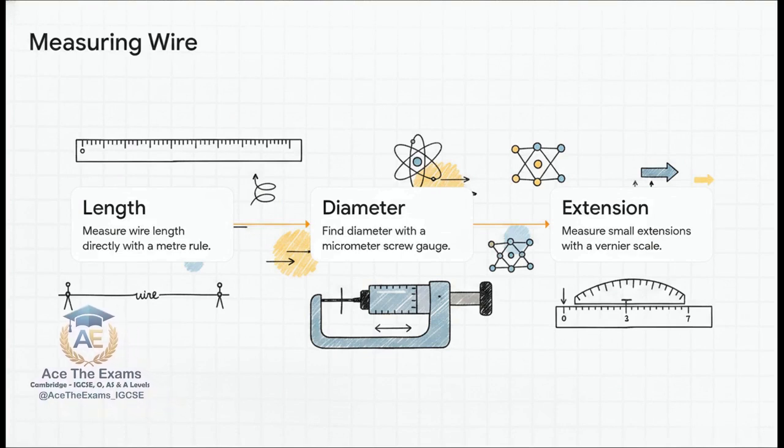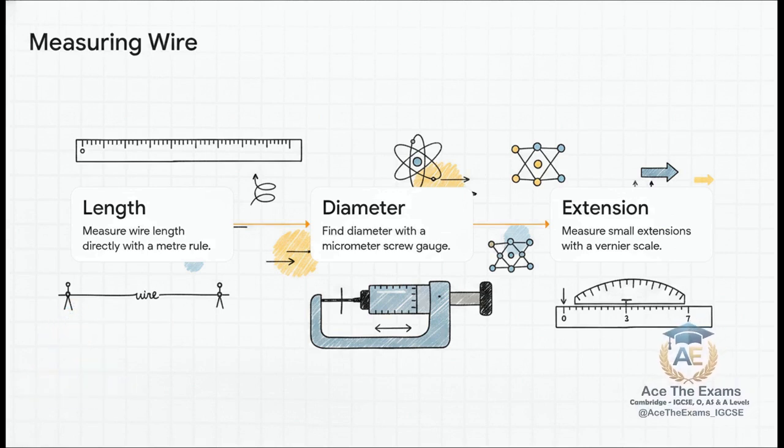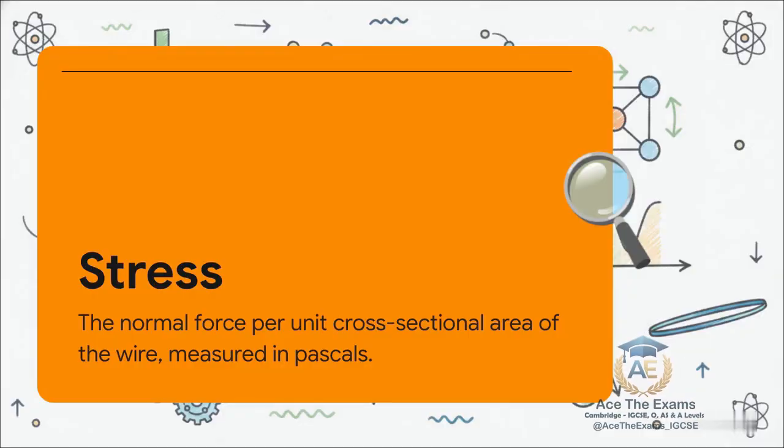First, we need the original length of the wire, measured directly with a meter rule. Then, we use a micrometer screw gauge to find the wire's tiny diameter so we can calculate its exact cross-sectional area. And finally, because metals stretch such incredibly small, microscopic amounts, we have to use a vernier scale just to capture the precise extension. Armed with those ultra-precise measurements, we can define our first massive concept, stress.